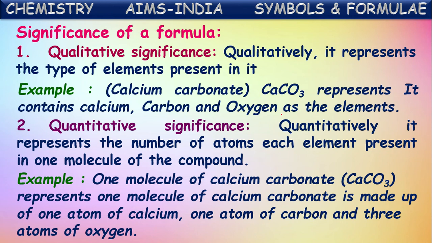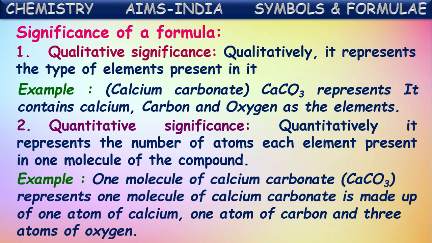From the formula CaCO3, we can say one atom of calcium, one atom of carbon, and three atoms of oxygen combined chemically to form one molecule of calcium carbonate. That is quantitative information: how many atoms are combined? Which atoms participated? That is qualitative information.